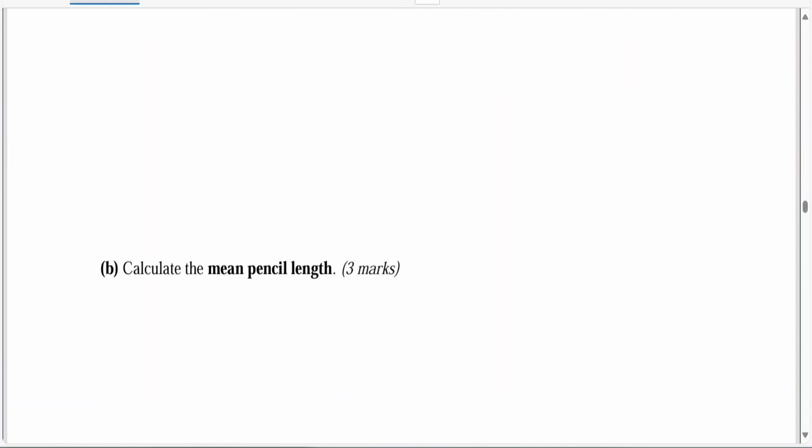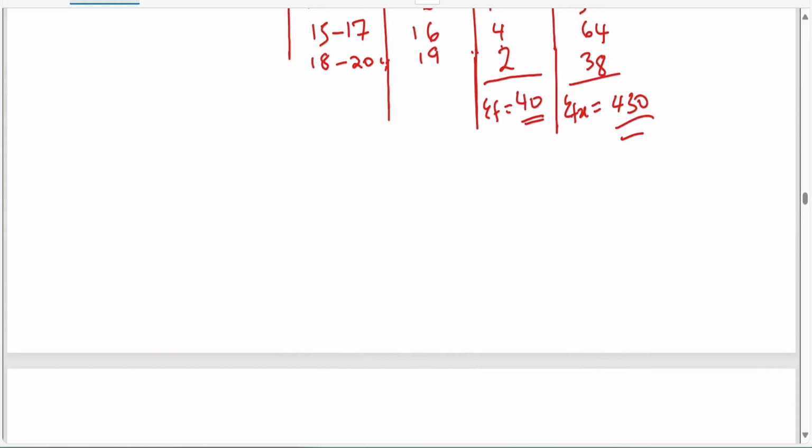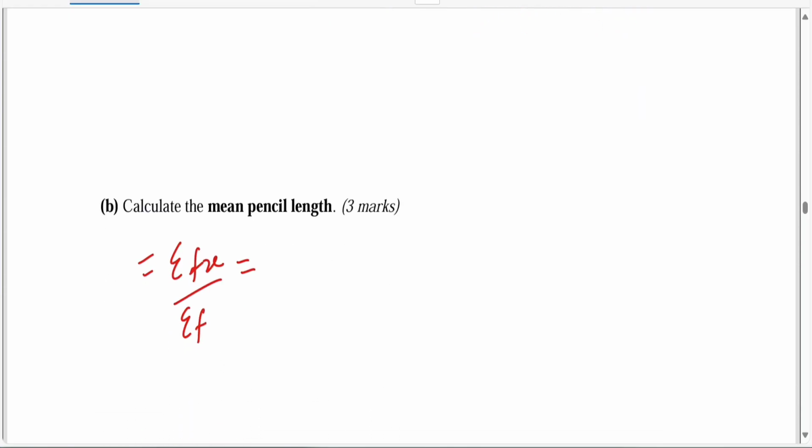Swali lingine umeambiwa calculate the mean pencil length. The mean pencil length is given by sum of fx over sum of f. Sawa. Sum of fx being 430. Ukiangalia hapa ni 430 na sum of f ni 40. So sum of fx ni 430 divided by 40. So that's how you get your answer. And if you take 430 divided by 40, it gives you around 10.75. So that is your mean itself.